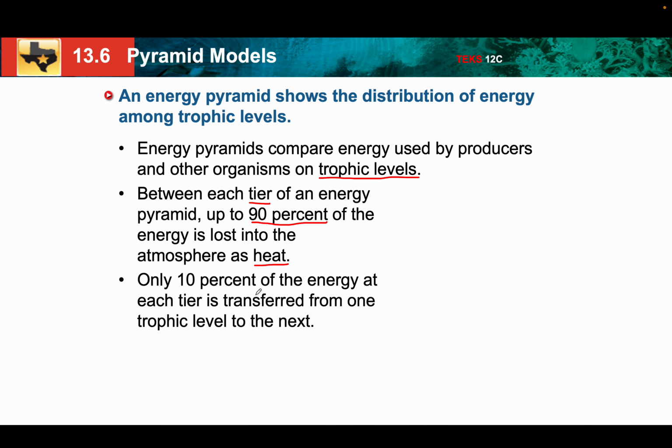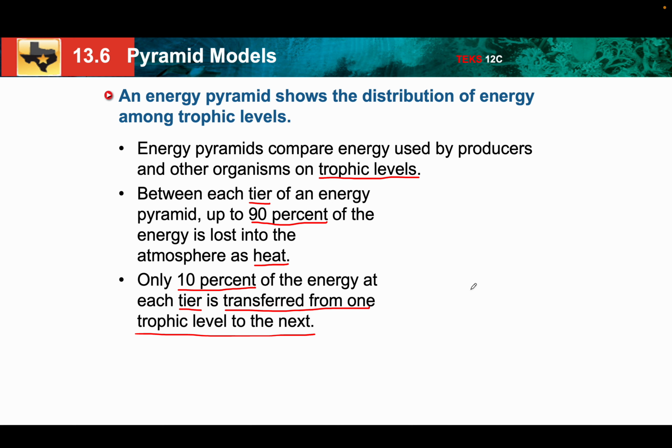All right, so what you're supposed to extract from this is that if we take 100% and we subtract 90, we get 10%. So what this means is that only 10% of energy at each level is transferred from one trophic level to the next. So 10% of the energy at each level is transferred from one trophic level to the next.